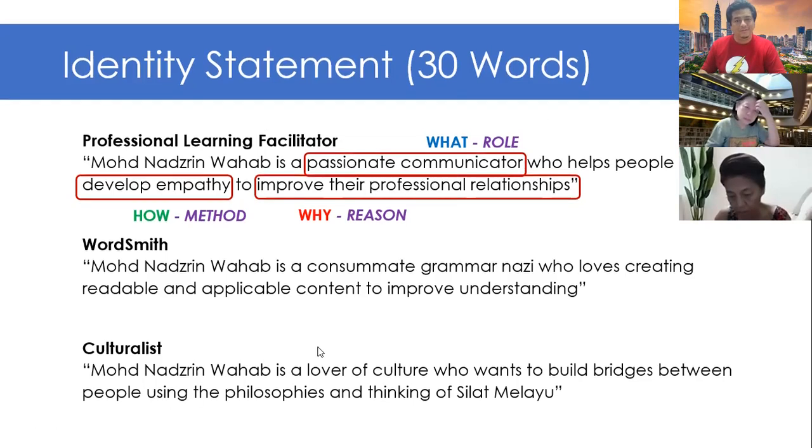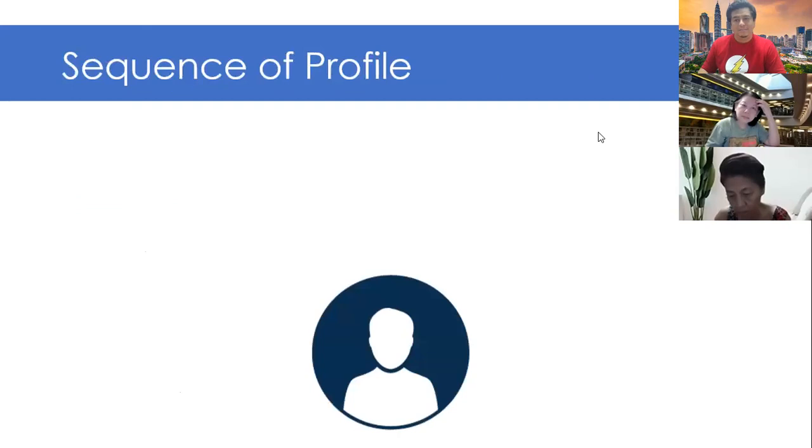Let's move on to the profile itself. So we have the identity statement settled. Now we talk about the summary and the bio. To make life easy for you, imagine that your profile has 4 basic paragraphs. Each paragraph has a different function.